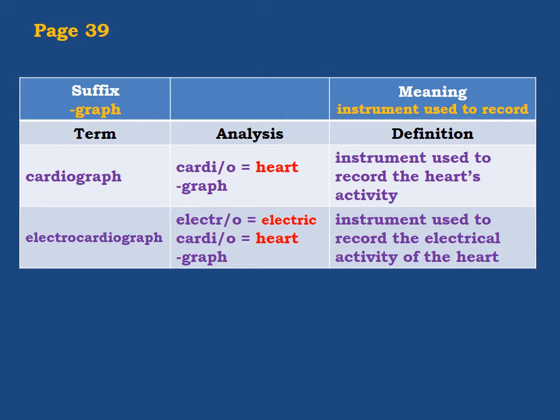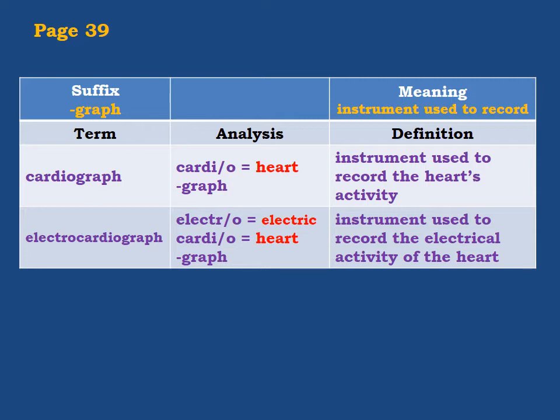So in the previous slides we talked about gram, which is the image or the record. What produces this image or written record? It is a machine or an instrument. So here we describe the machine or the instrument by using the suffix graph. All right. So it means instrument used to record.